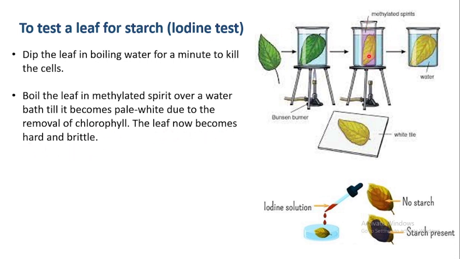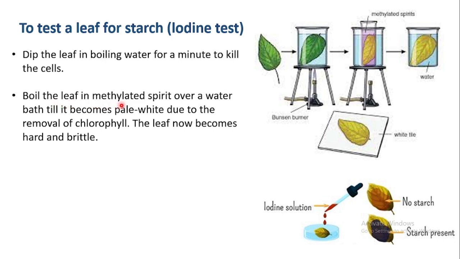So in the second step, you have taken a beaker, filled water in it, and taken another boiling tube in which you have filled methylated spirit. So this is known as a water bath. So you are not directly heating the methylated spirit, otherwise it can catch fire. Okay. So in the water bath, we have kept the methylated spirit in which you have kept your leaf.